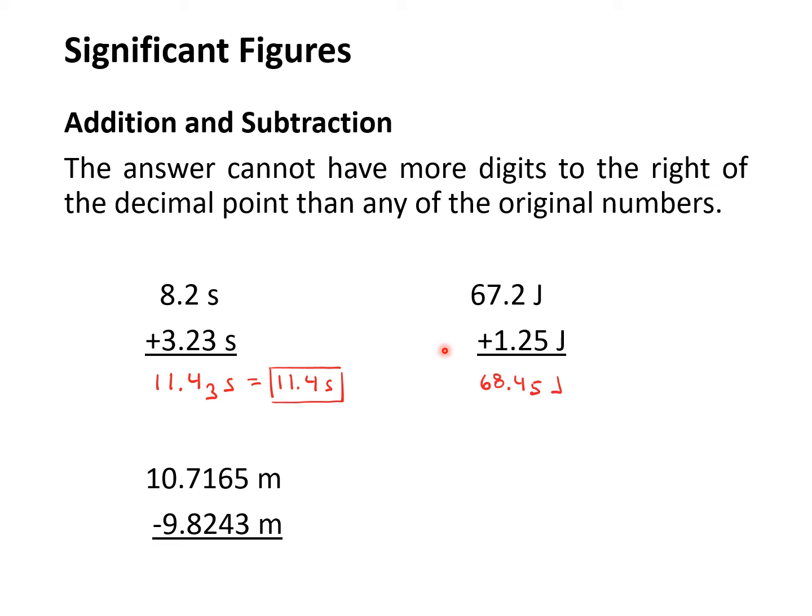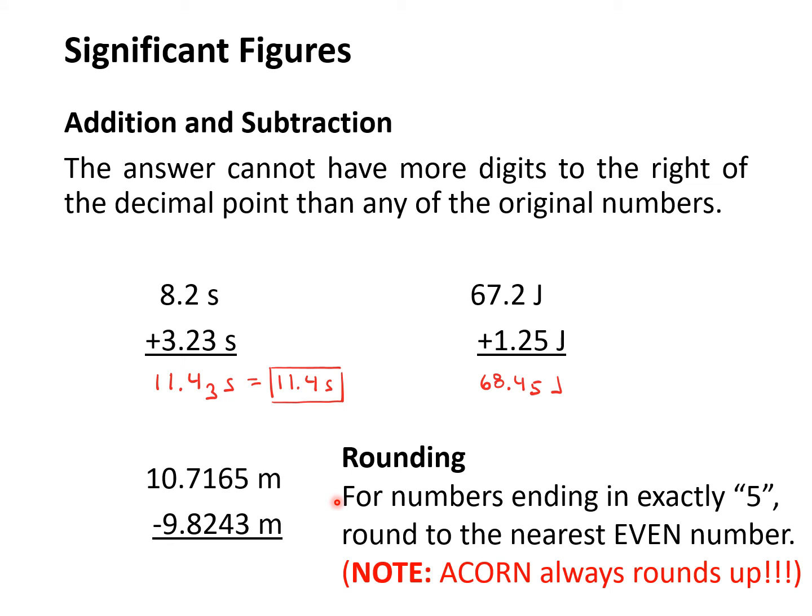Adding these two numbers gives us 68.45 seconds. Now you'll notice that once again, our final answer should only have 1 decimal place. However, in this case, when we round, there's an additional rule we have to remember. Because this number ends in exactly a 5, for numbers ending exactly in 5, we round to the nearest even number. So in this case, our final answer to 1 decimal place is 68.4 joules, because 4 is the nearest even number. The reason why we round to the nearest even number is that this gives us an equal probability of rounding up or down. If we always round up, then we introduce a slight bias into our results.